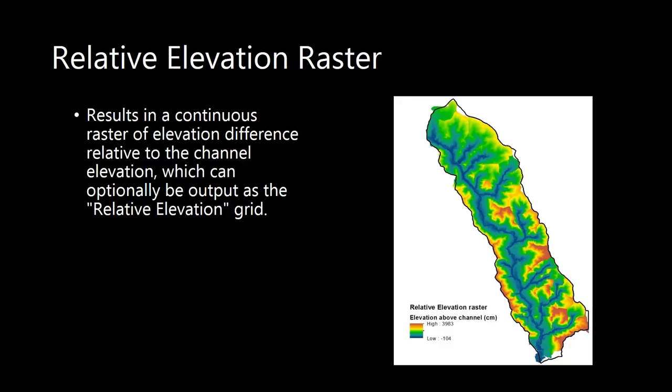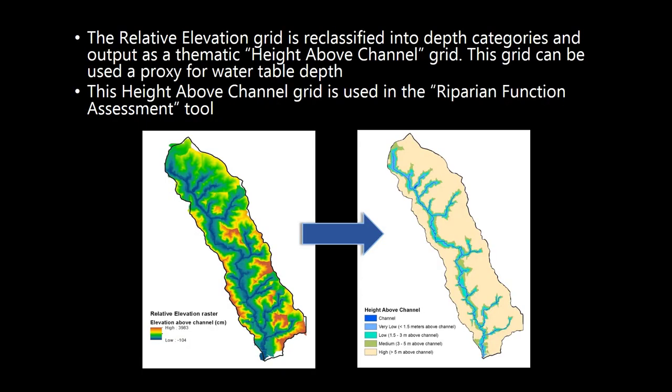That optional output that I did choose to create, that's the relative elevation raster. The results are a continuous raster of elevation difference relative to the channel elevation. So basically from the channel, how high is everything around it? The relative elevation grid is reclassified into depth categories, and this is what makes our height above channel grid.